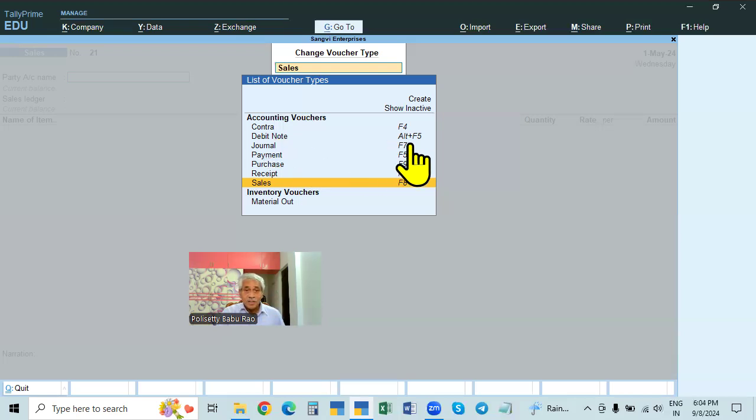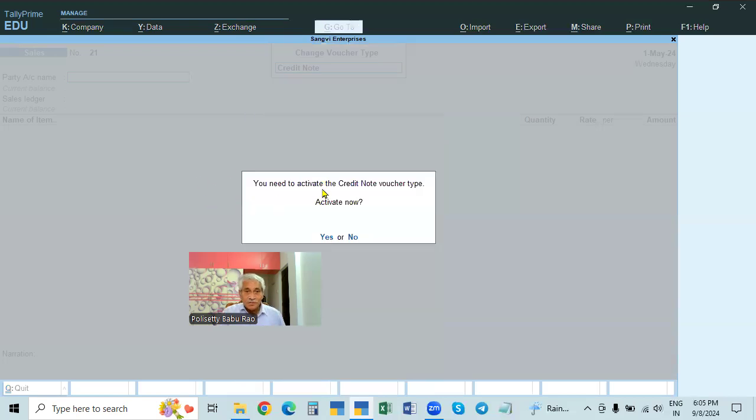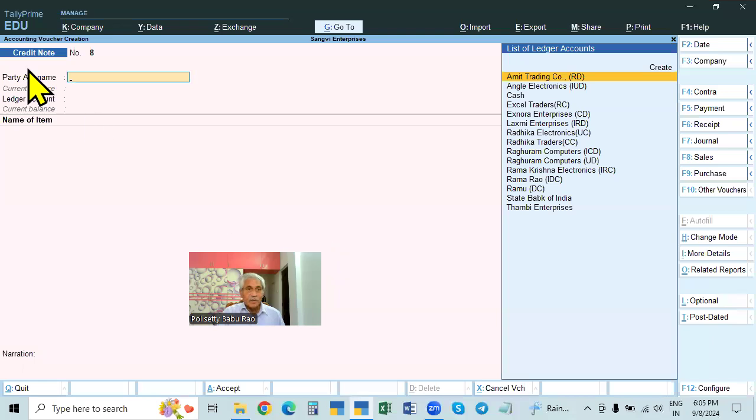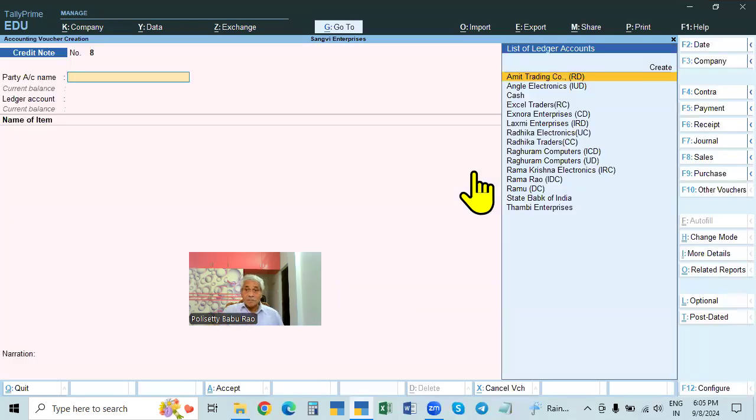Already I told you the debit note is active now, but the credit note is not available. So we have to go to show inactive and double click. Here the credit note voucher is there, it is inactive. Double click that, or select it and press enter. It shows you need to activate the credit note voucher type. Do you want to activate now? Click yes, and it is automatically activated and the credit note voucher opens. The shortcut key will be Alt F6. After doing this the first time, every time you need not go to the other vouchers and click.